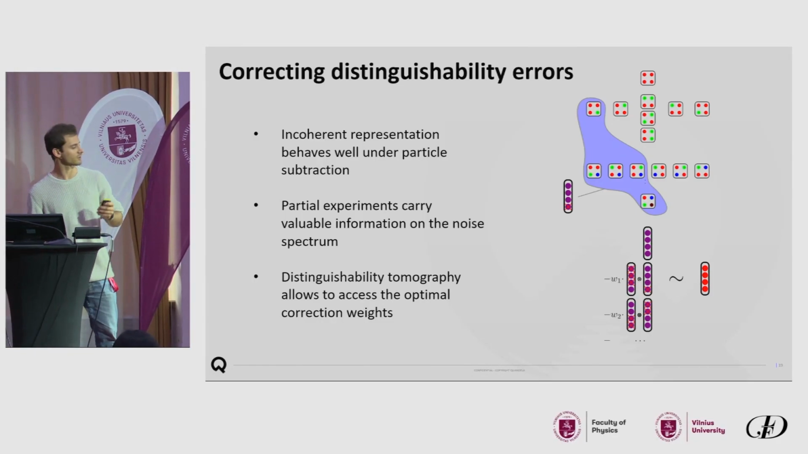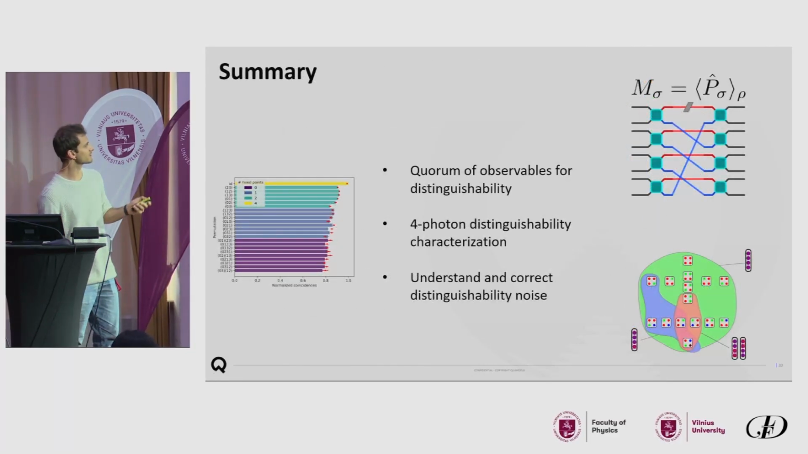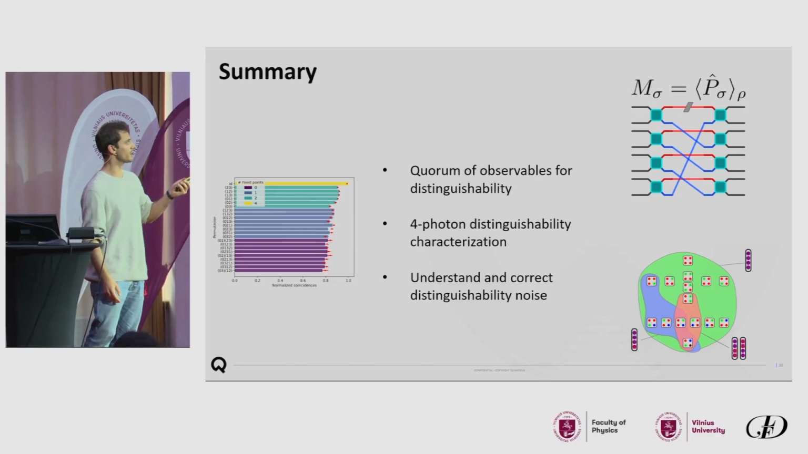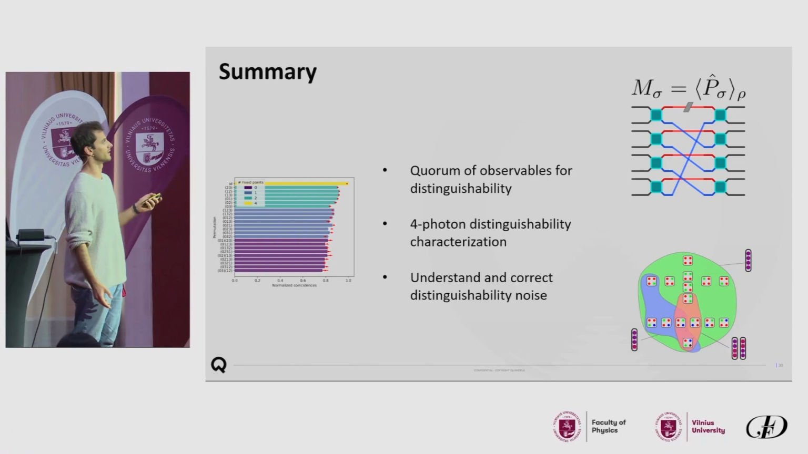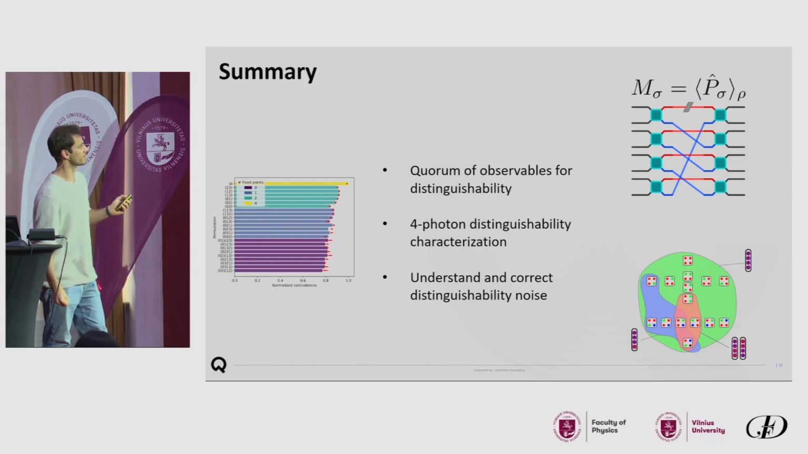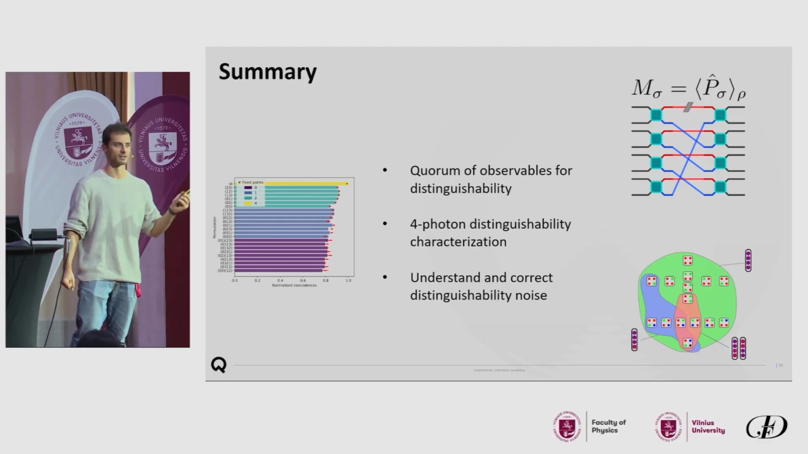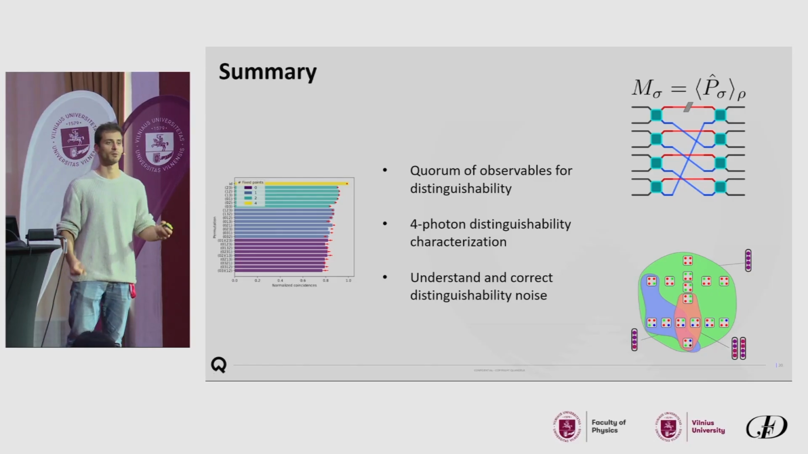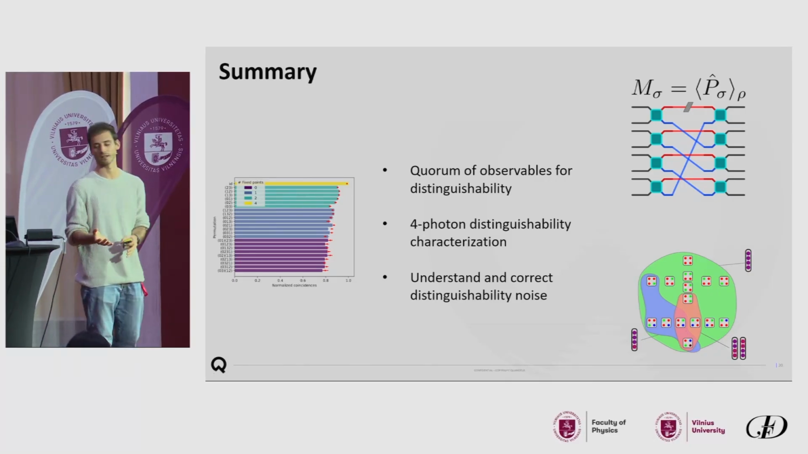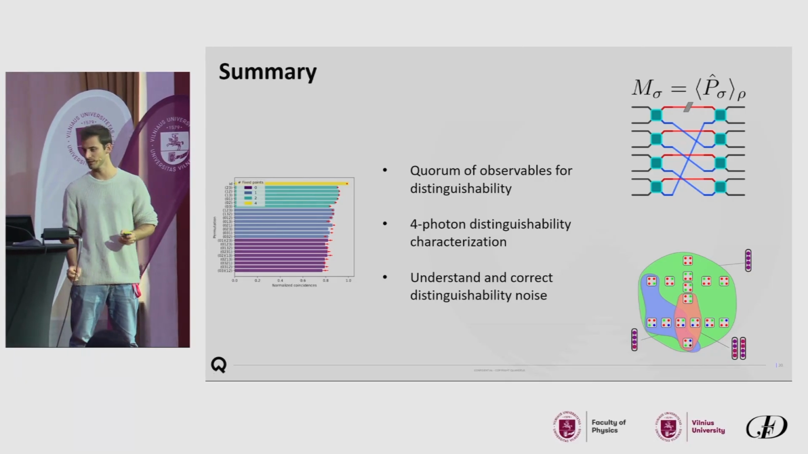I have 30 seconds left, so what I'd like to do is just sum up a bit. What we did was to discuss a quorum of observables to describe the distinguishability behavior of photons and explain how we can measure them. We then carried out photon distinguishability tomography on Quandela's machine. And we also argued that this information is actually very valuable when you want to understand and correct distinguishability noise.